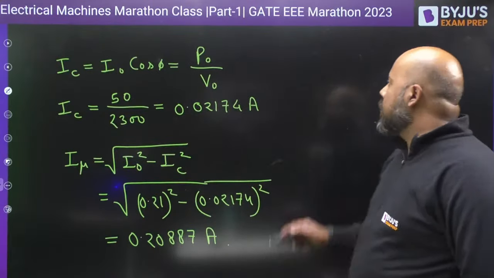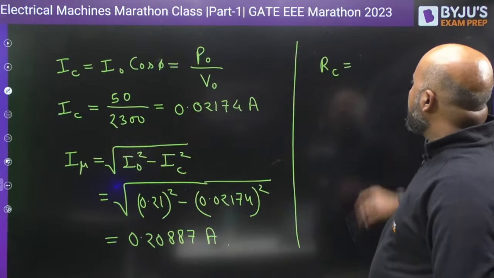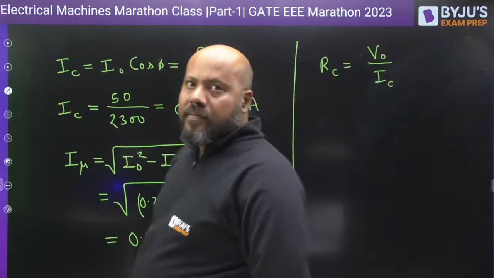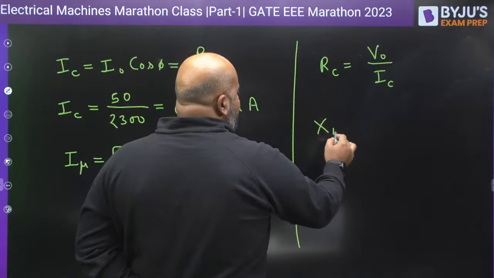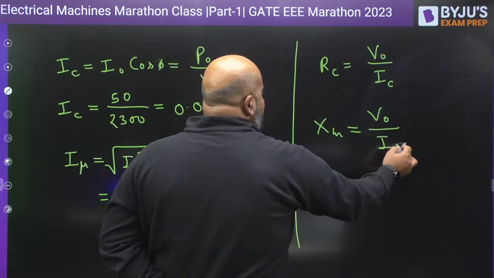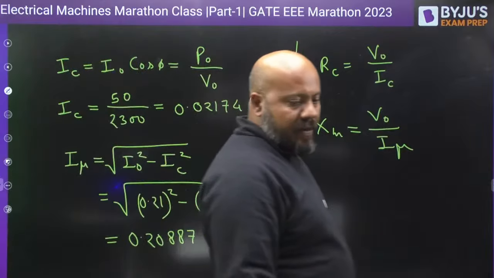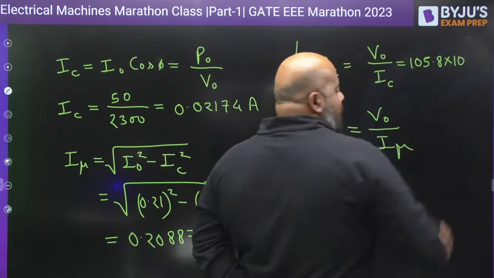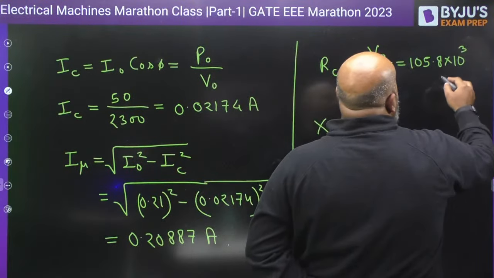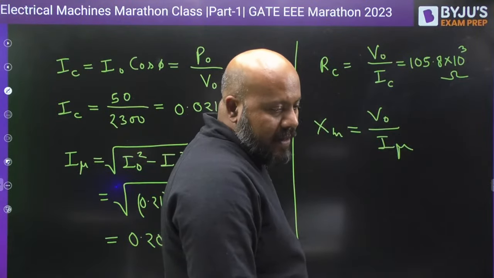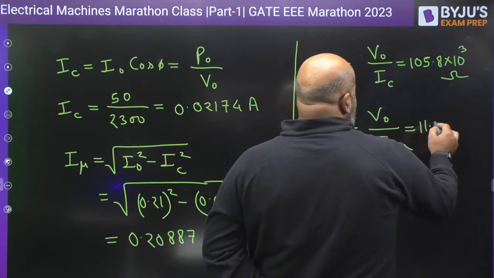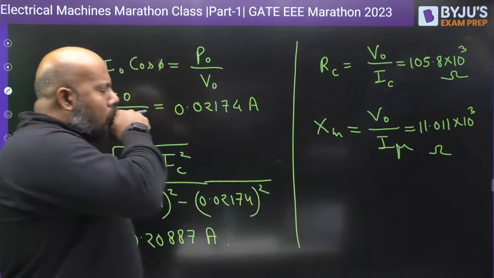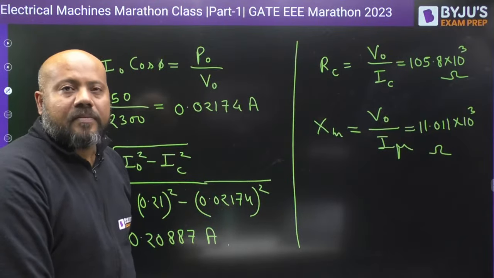The moment you get IC and I mu, your life becomes easy, because now you can directly write what is RC. RC is going to be V naught upon IC. Yes or no? And what is XM? It becomes V naught upon I mu. In terms of magnitude, I am saying. Just solve these, and I think you must be getting RC as 105.8 times 10 to the power 3 ohms. XM, you must be getting as 11.011 times 10 to the power 3 ohms. Everybody is getting that? Okay.